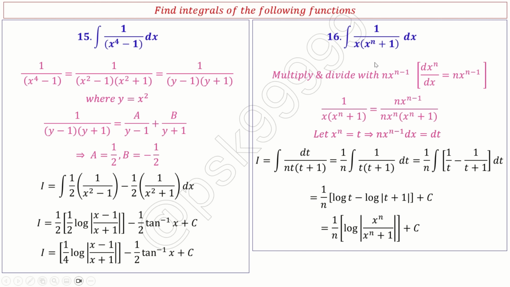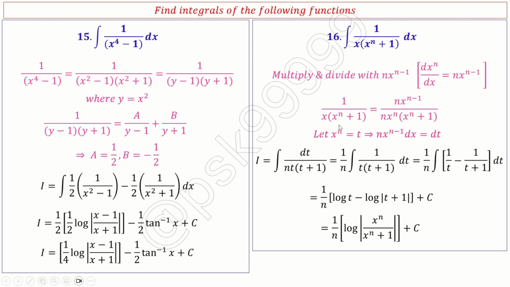You take n into x to the power of n minus 1, which is the differentiation of x to the power of n. You multiply and divide this fraction with n into x to the power of n minus 1. So the given fraction will become n into x to the power of n minus 1 divided by n into x to the power of n into x to the power of n plus 1.